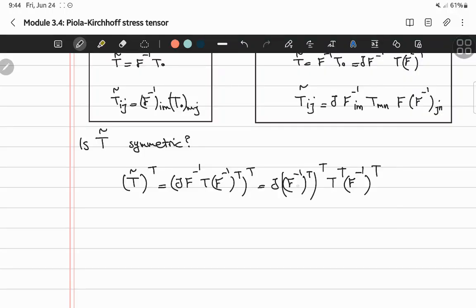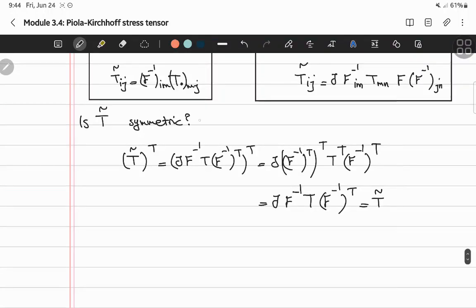So this becomes F inverse, then T transpose is T, because this is the Cauchy stress tensor. And then we have F inverse transpose. So this is basically the same as T tilde. Therefore, yes, it is symmetric. So T tilde is symmetric.